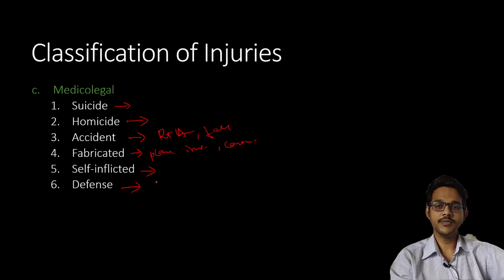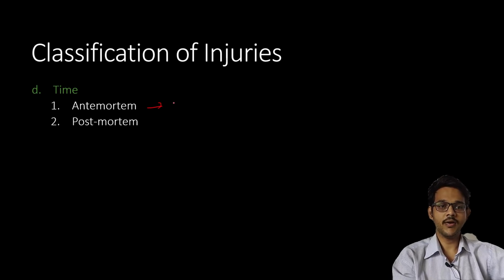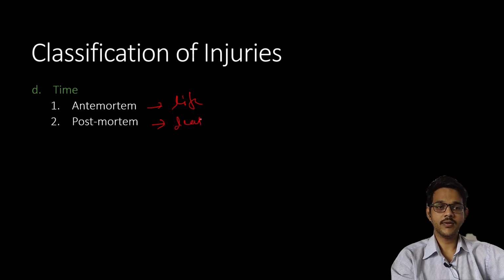Defense injuries are injuries caused while defending oneself. Mainly they are seen on the wrist and forearms, commonly seen because the person is defending himself when attacked by another person. So these are medicolegal injuries. Based on time, there may be antemortem injuries, caused during life when the person is alive, and postmortem injuries, when the injuries are caused after death. These may be caused by handling or moving of the body parts. Those all come under postmortem injuries.